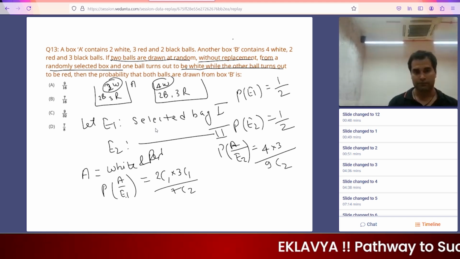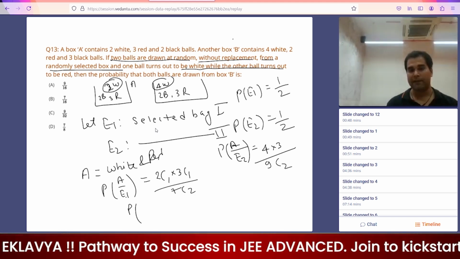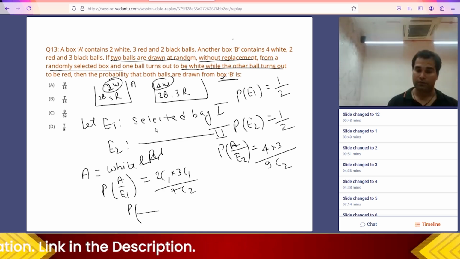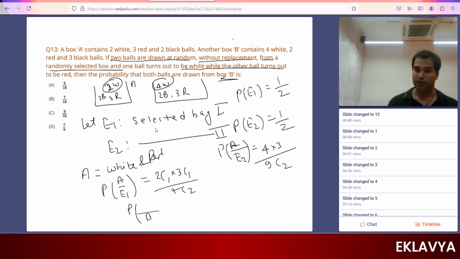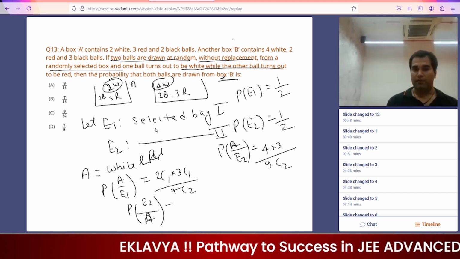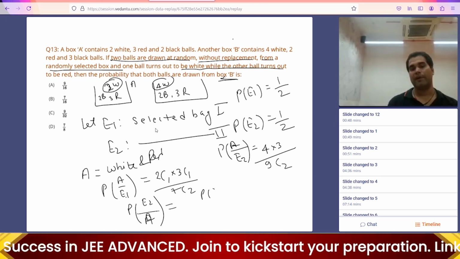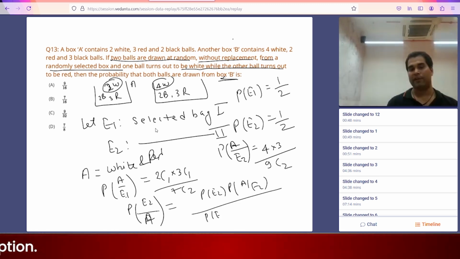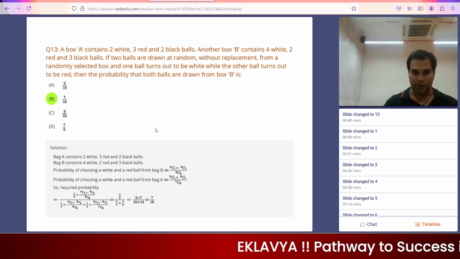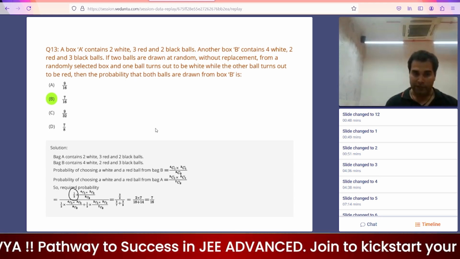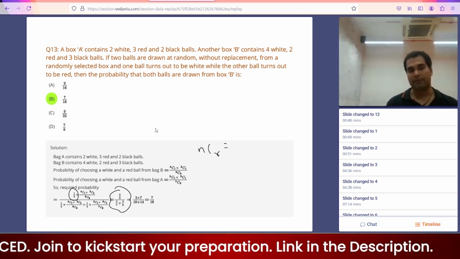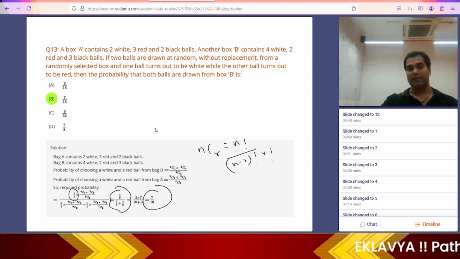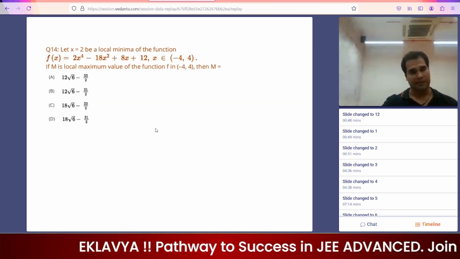Now applying Bayes theorem, the probability that the drawn ball is from box B, which means E2, given that the drawn ball is white and red, is probability of E2 times probability of A by E2 upon probability of E1 times probability of A by E1 plus the same for E2. Using the total probability theorem and the formula nCr equals n factorial upon n minus r factorial times r factorial, we get the answer 7 by 16, so option B is the correct answer.